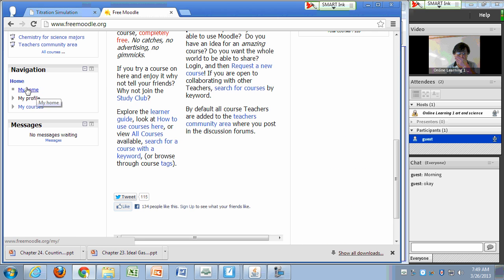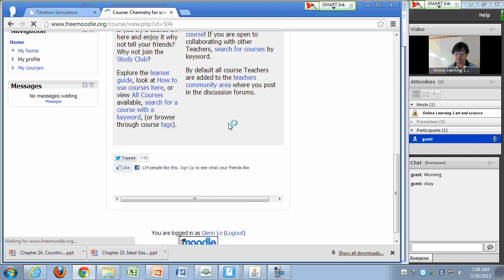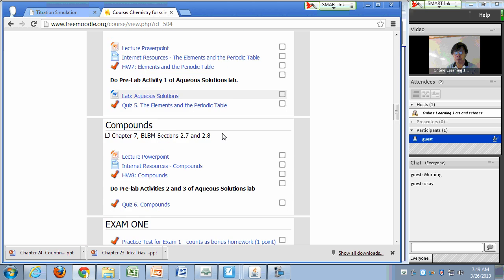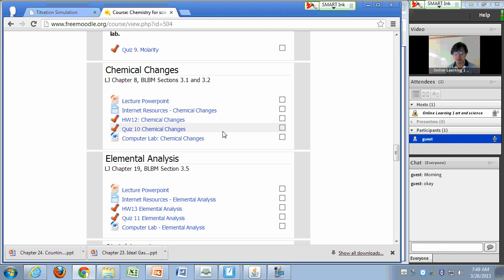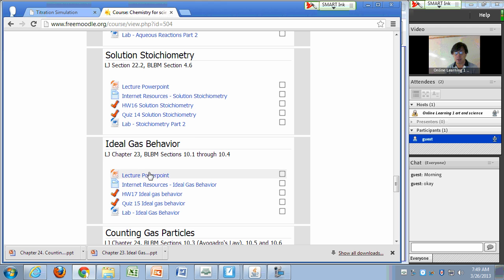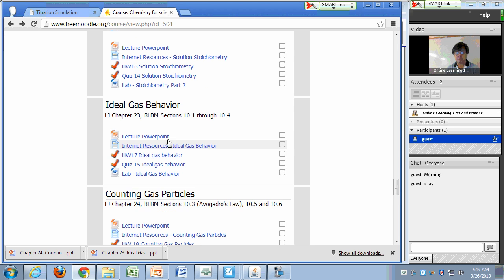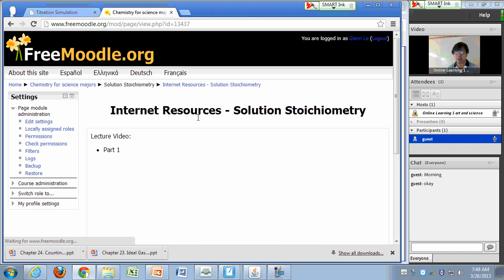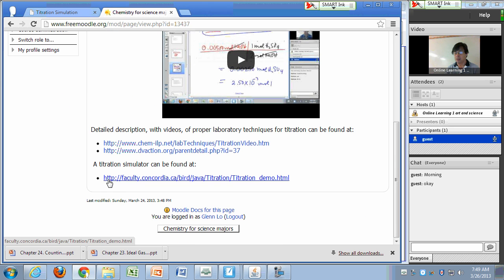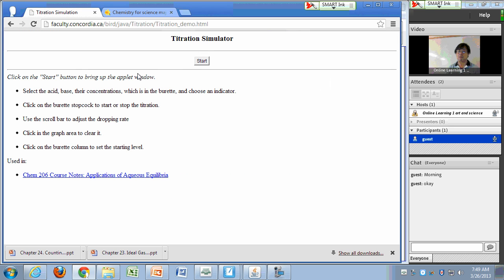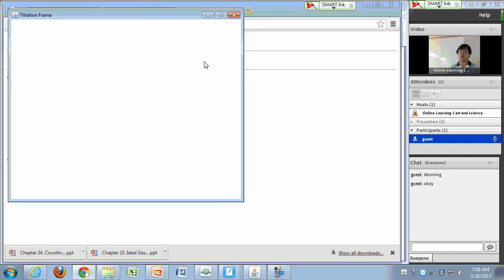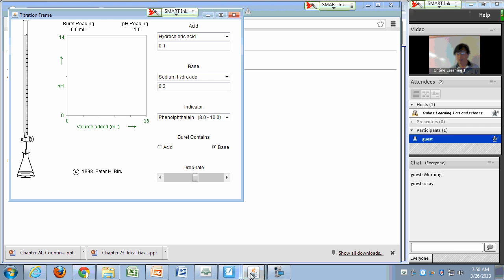So if you go to the Moodle course site, if you look under Internet Resources for Solution Stoichiometry, down here at the bottom, there's a link to a titration simulator. If you click on that link, it will bring up a Java program. So this is what you'll see. Once it's loaded, you'll get a warning about Java security. Just let it run. And then when you start it, you get something that looks like this.